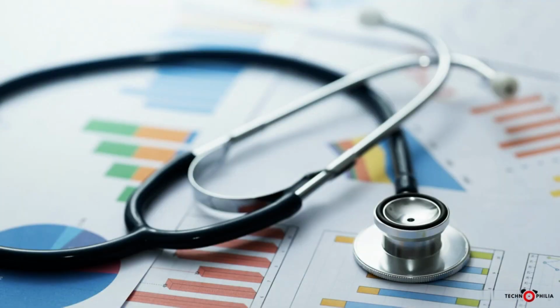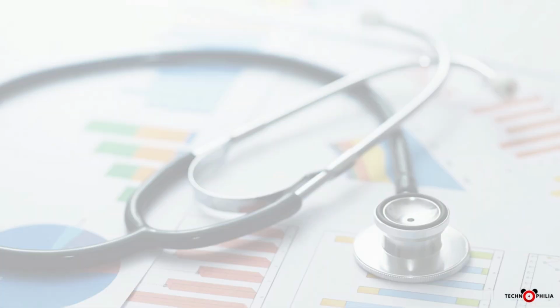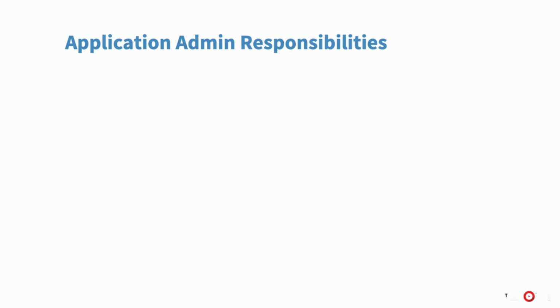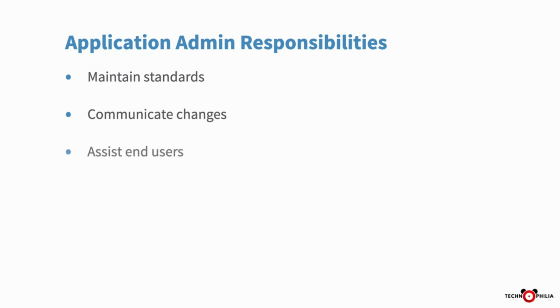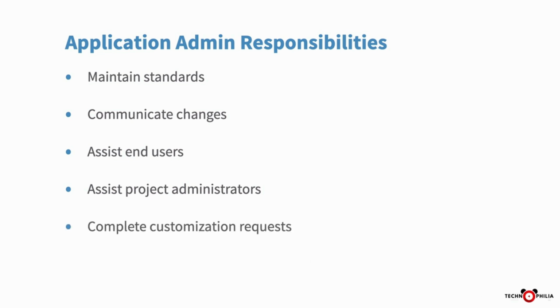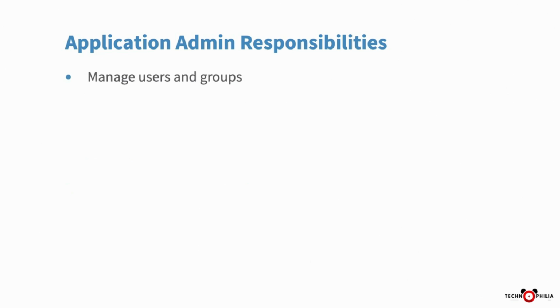Application admins need to consider the health of the application, impact, and maintenance for each decision and change they make. Here are some typical application admin responsibilities. Establish and maintain standards. Communicate standards, procedures, changes, and maintenance outages. Assist end users with user-specific settings. Assist project administrators with project settings and maintenance. Complete customization requests or suggest alternatives.